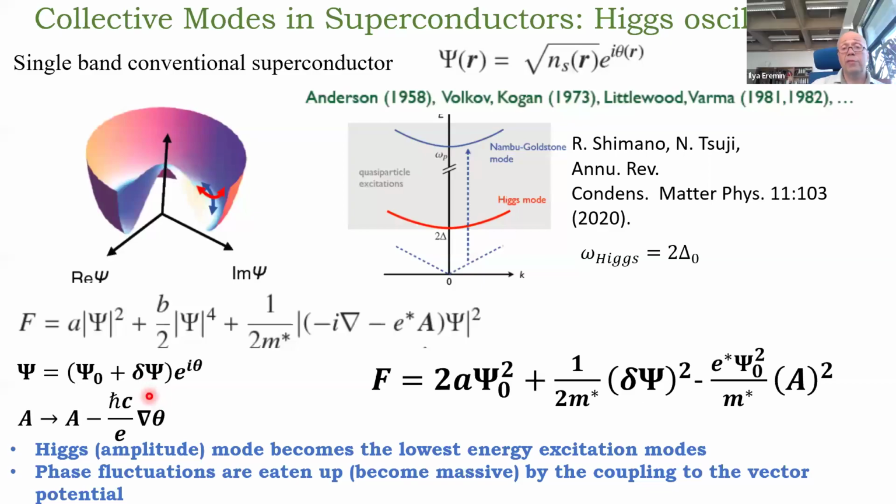One is phase. For the phase fluctuation, however, because it's a charged medium, you have to also introduce a vector potential. If you do a standard gauge transformation to your vector potential, this phase will be eaten up by the vector potential. And if you also include a long-range Coulomb interaction, your phase fluctuation will also become gapped, turning into plasmon excitations.